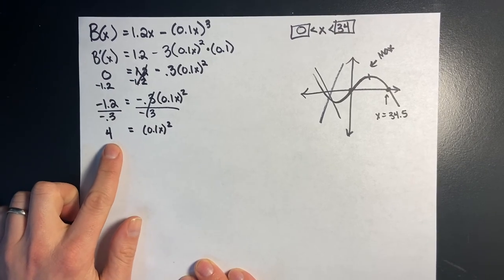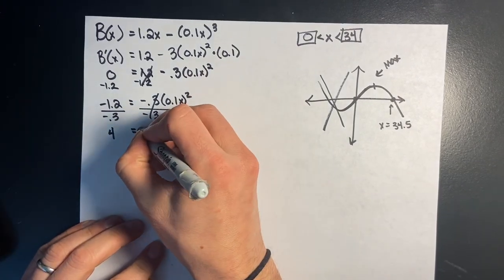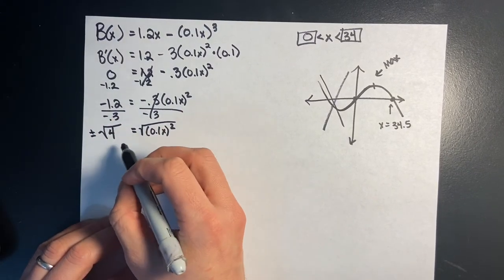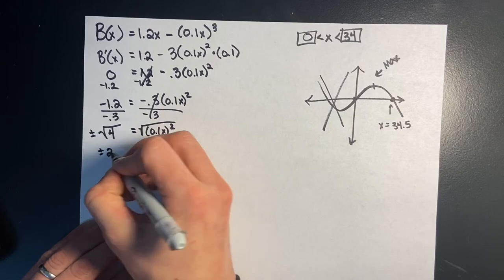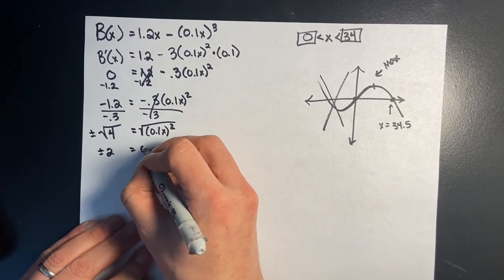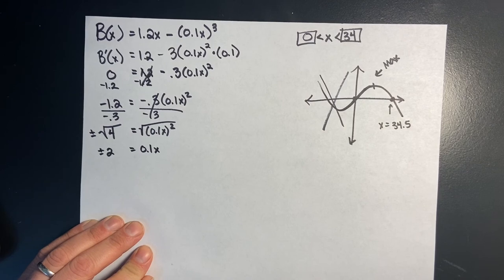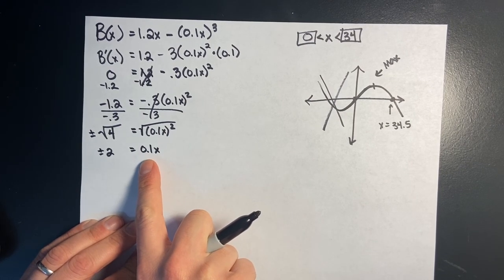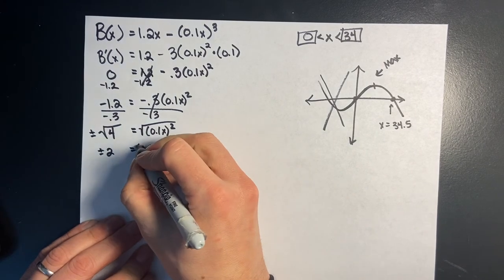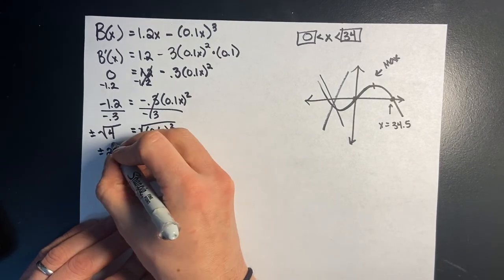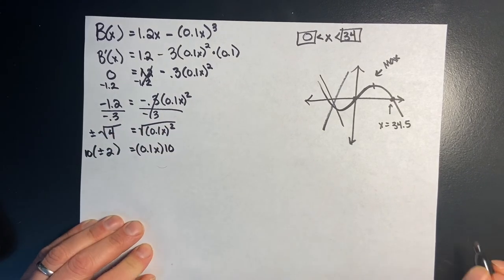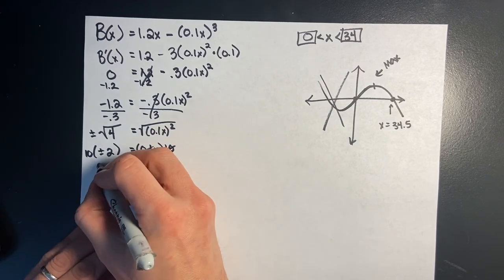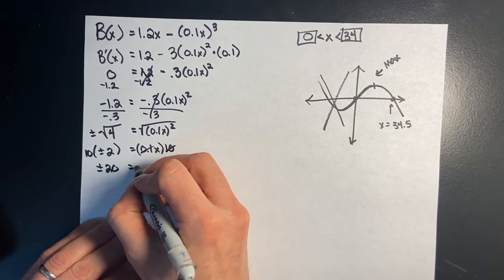And the fact that we get 4 is incredibly convenient, because in order to get rid of that squared, I have to square root both sides. Now, don't forget, when you square root both sides, you need the plus or the minus. So I have positive or negative 2 is equal to 0.1x. Remember from fifth grade, you would read that out as 1/10. So if I want to get rid of that 1/10, I'm going to multiply everything by 10. And what that gives me is positive or negative 20 is equal to x.